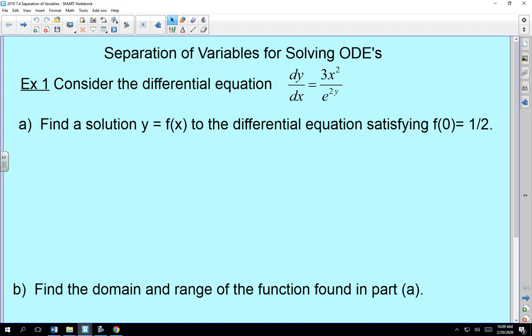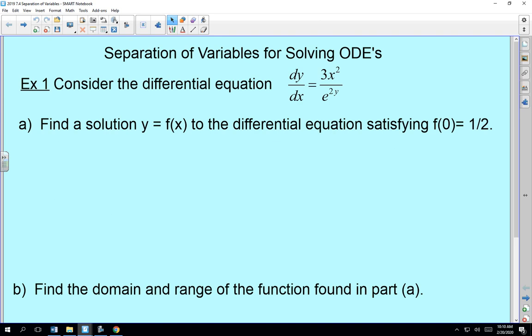So here's the equation. Write that down. It's dy/dx equals 3x squared over e to the 2y. And we are going to find a solution, y equals f of x, to the differential equation satisfying f of 0 equals 1/2. And this was taken off of an old free response from an AP practice exam back in my first round of teaching, the first 9 years, somewhere in there. So we're going to find the particular solution, or another way, find the equation for the initial value problem, that type of thing.